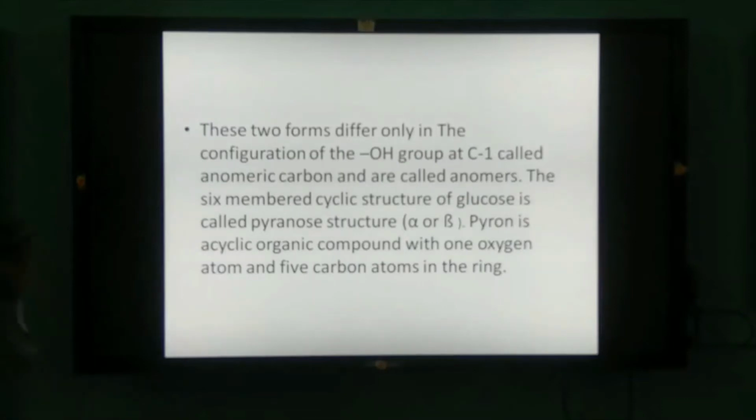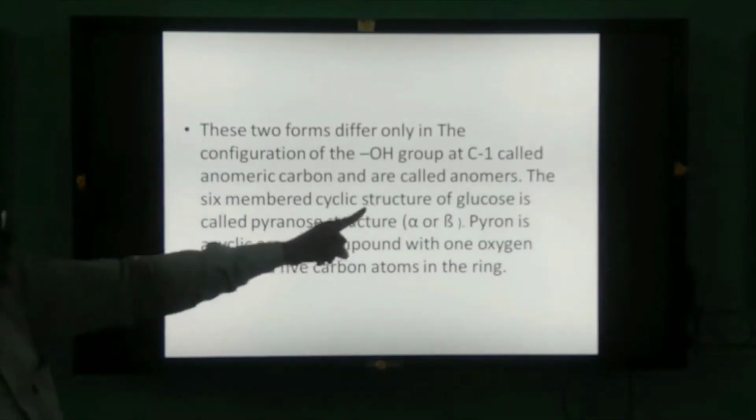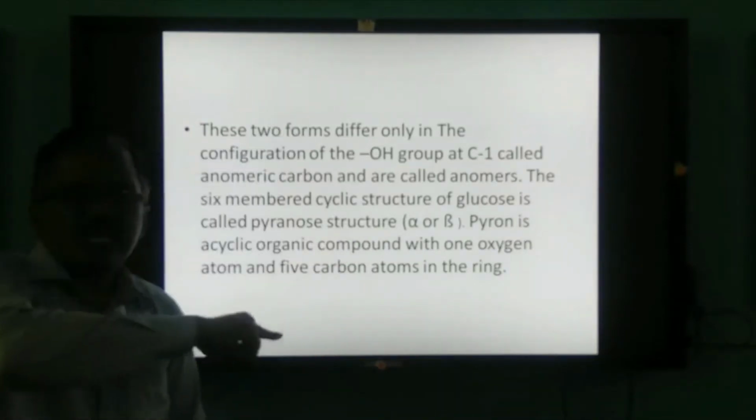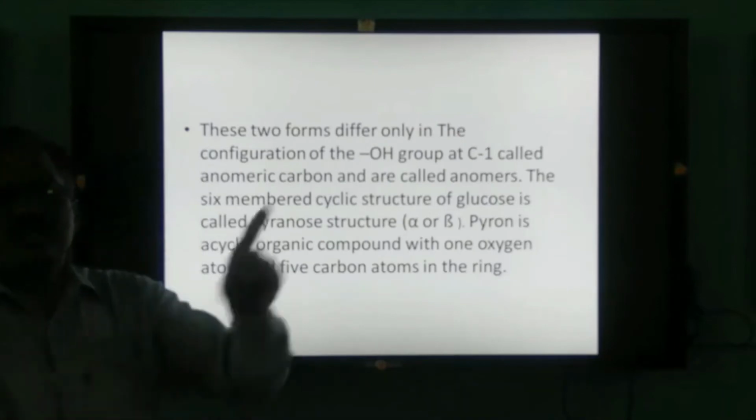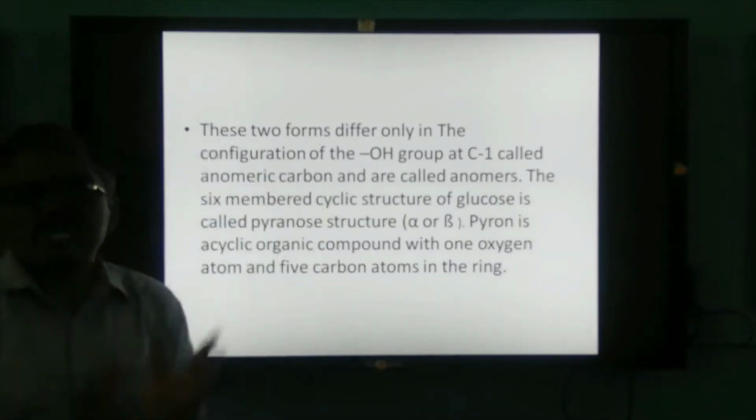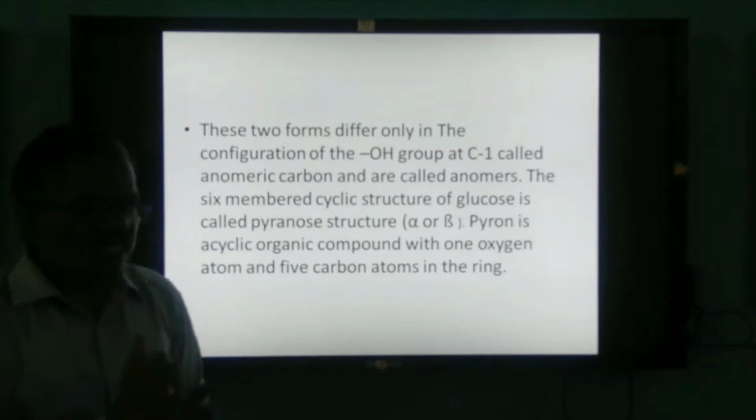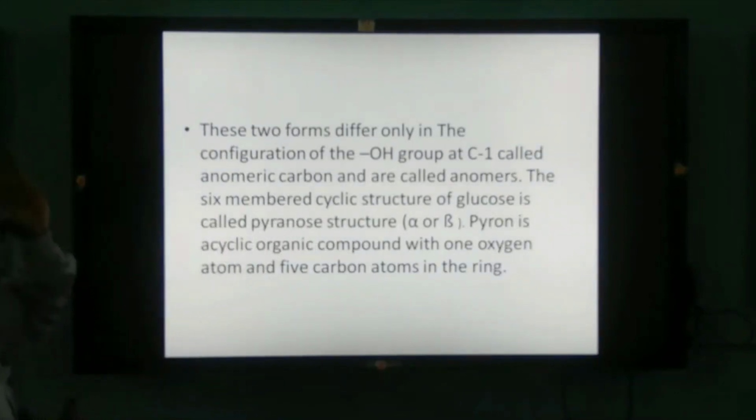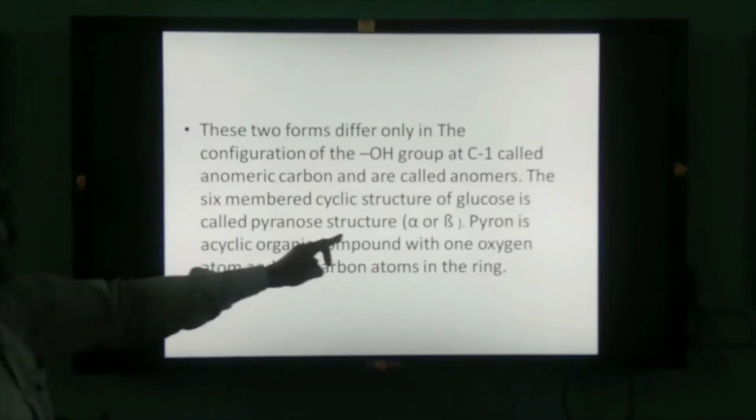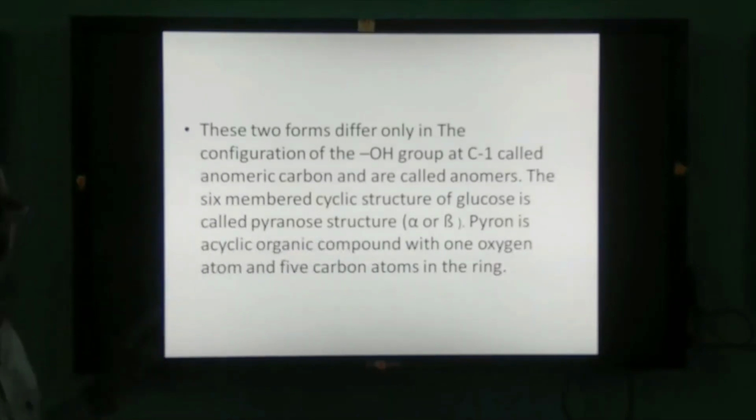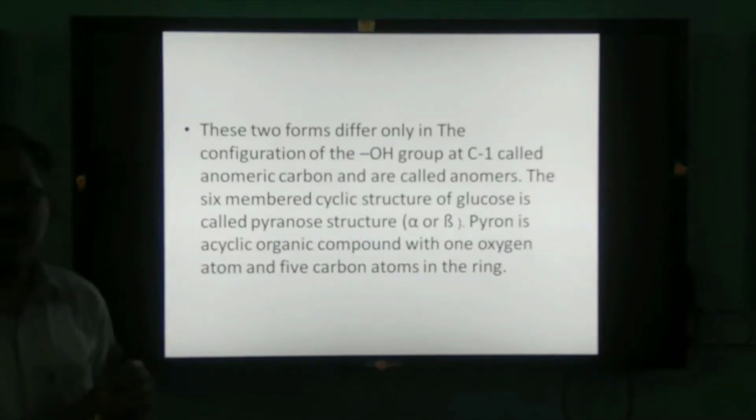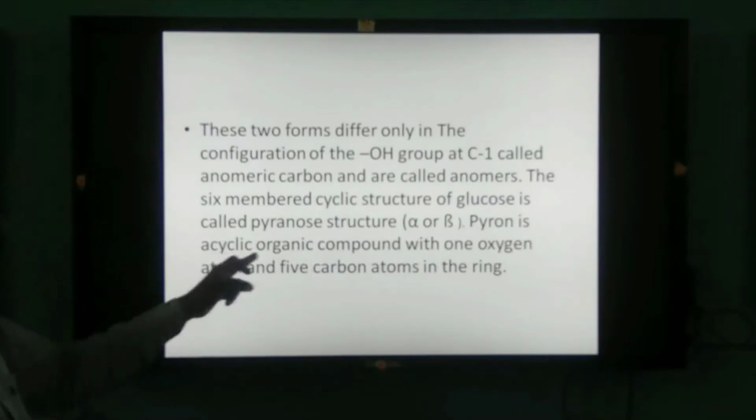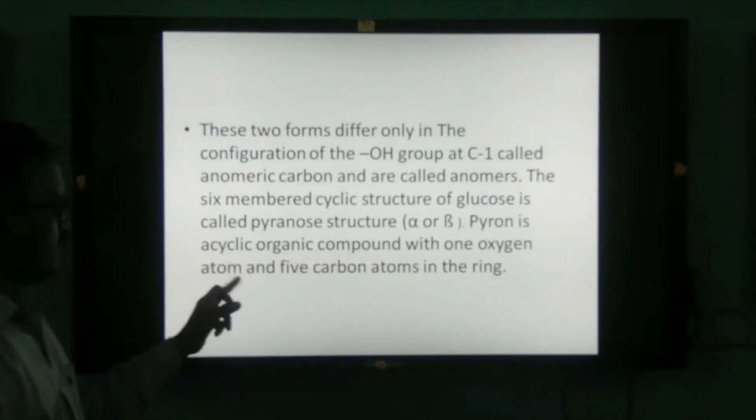Clear? The six-membered cyclic structure of glucose. When the OH of C5 forms a cyclic ring with C1, it automatically forms a ring structure. How to write the ring structure of glucose? It results in two different six-membered cyclic structures, alpha and beta. This six-membered ring is called the pyranose structure. Pyran is a cyclic organic compound with one oxygen atom and five carbon atoms in the ring.